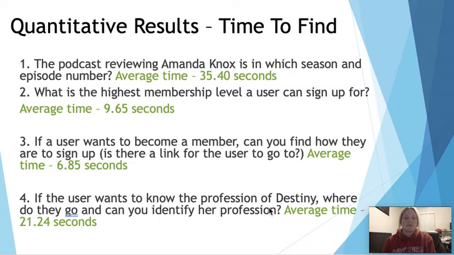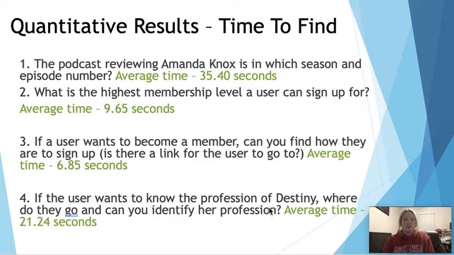Now, with time to find, we did have some varying averages, so we thought to base this on averages after taking everybody's times. We just wanted to find that average time it took for these participants to find these tasks. So this first one took about the longest time. The average time was 35.40 seconds between all participants. For that second task, it took an average time of about 9.65 seconds.